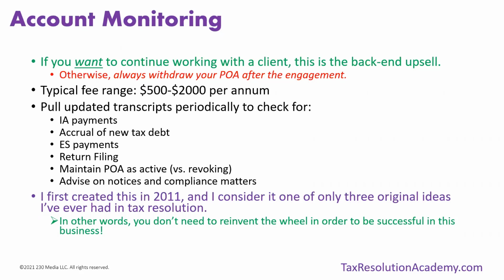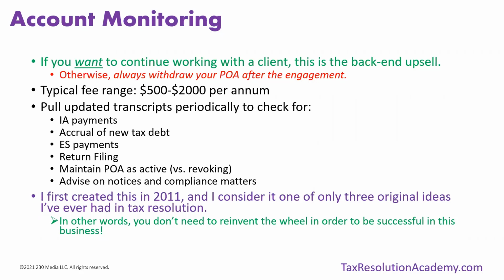Again, always withdraw your power of attorney after the engagement is done if they are not going to pay you for ongoing services. With account monitoring, you can typically, nationwide, it's going to vary depending on where you are and the type of clients, individuals on the lower end, businesses on the higher end. But $500 to $2,000 a year for account monitoring is not out of line.